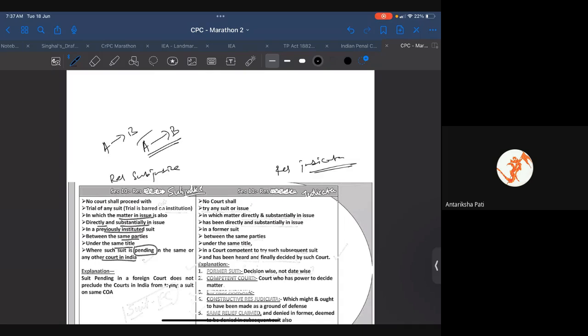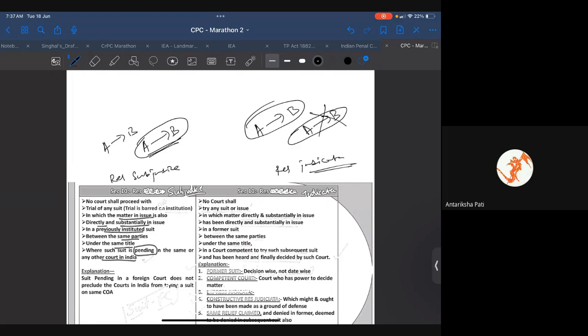This suit will not be tried if there is a previously instituted suit which is already pending. But in res judicata, what happens if there is a suit which is already decided on merits? Now he cannot again institute another suit. So this suit institution is barred, and even if it is instituted, the trial is barred.